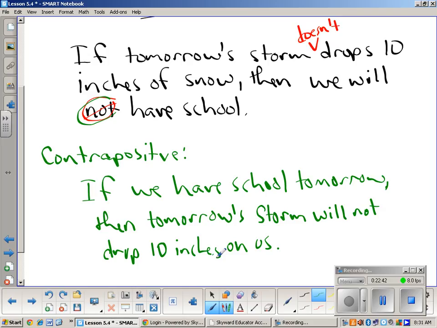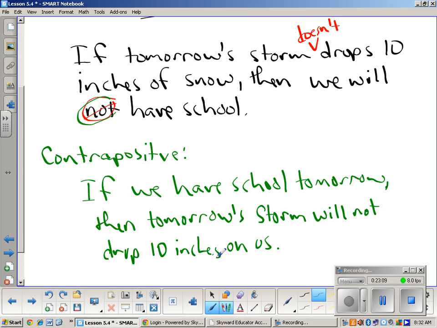Okay, do we think that's true? If we have school tomorrow, then tomorrow's storm will not drop 10 inches on us. Not necessarily. If it's way out. So do you think we can have school tomorrow and the storm drop 10 inches on us? Well, I mean, it depends on how many storms are going. Like, there could be a condition where we didn't have school tomorrow.